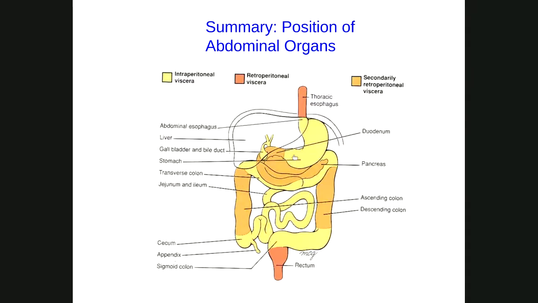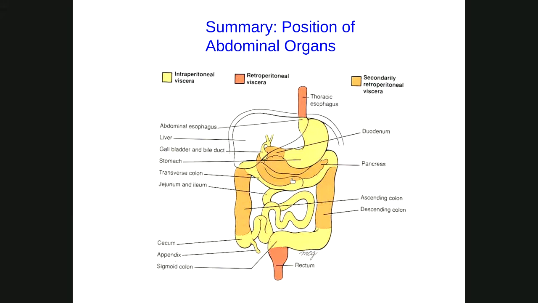So what are the organs which are intraperitoneal, which means they have mesentery and they are enveloped by this visceral peritoneum? Stomach. Okay. So esophagus is retroperitoneal. Duodenum is secondary retroperitoneal. The stomach is intraperitoneal. The pancreas is also secondary. Then after the duodenum comes the jejunum. So the jejunum is intraperitoneal. The ileum is intraperitoneal.